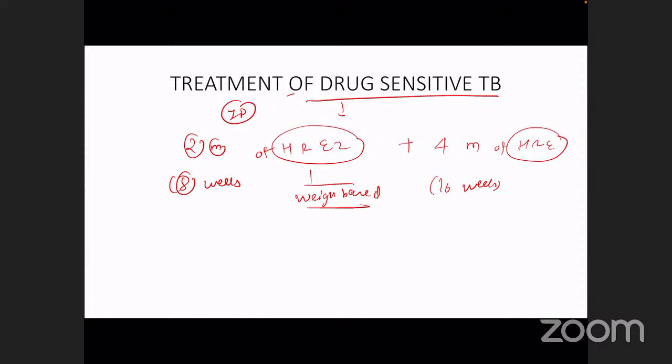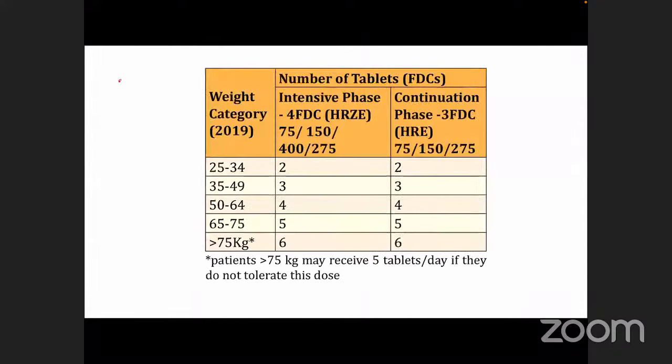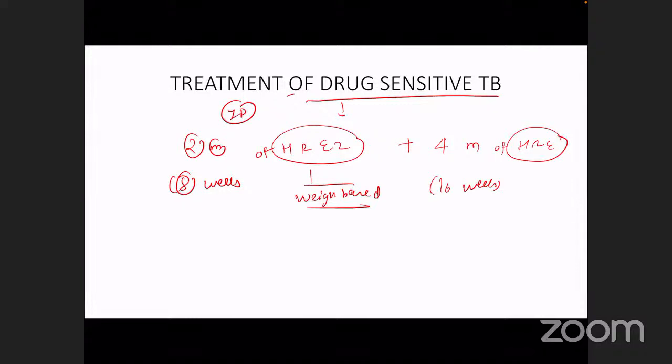Important thing to remember here is that 2 years back, there was a change in the weight categories. I will discuss that. Earlier it used to be something different. Now it is a bit different. The weight categories have changed from 2019. Duration will be discussed afterwards. In general, for the majority of tuberculosis, the standard guideline is to go for 6 months or 24 weeks.